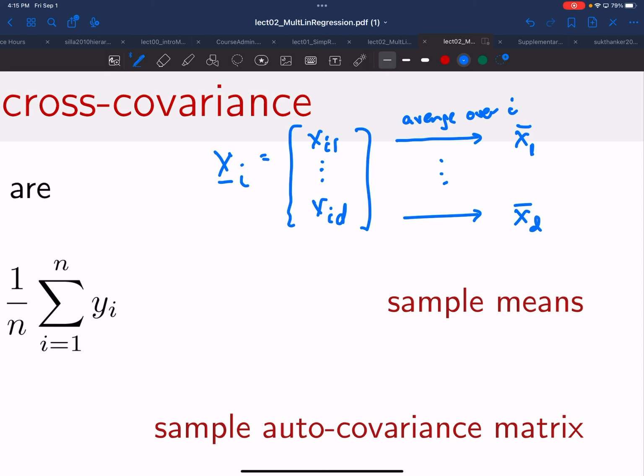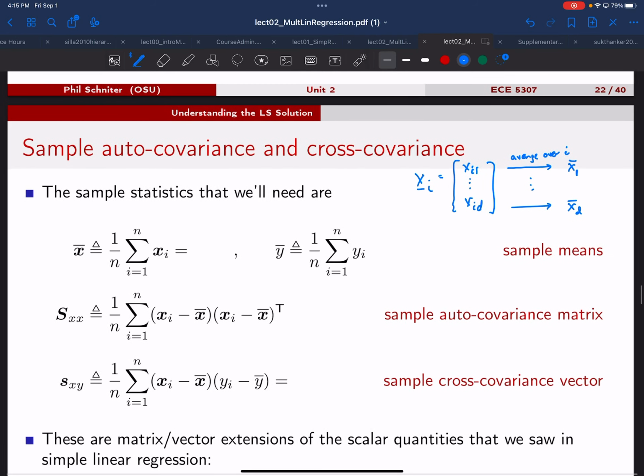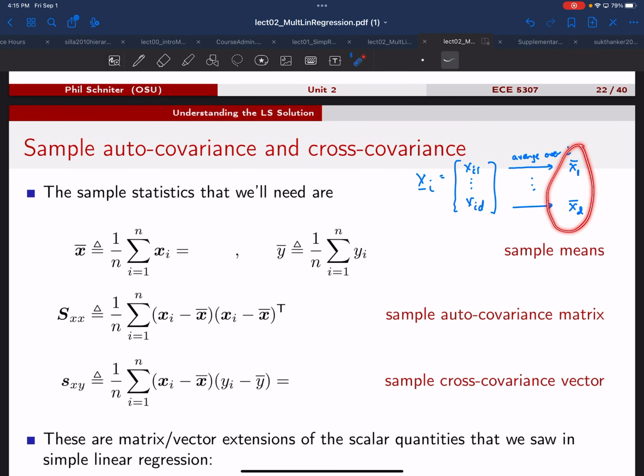Okay, so that's just a direct extension, a direct repeat of what we did in the last unit. So now that we have these X bar 1 through X bar D, how do you think those relate to this vector X bar? If we look inside the vector X bar, what will we find?